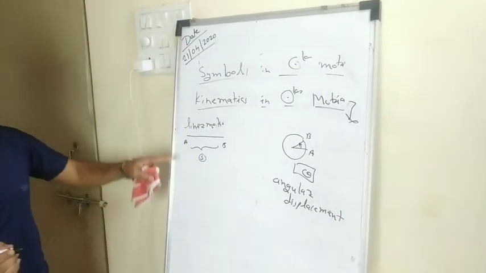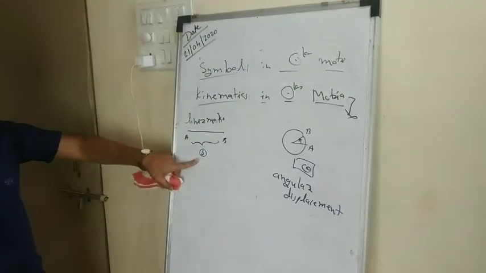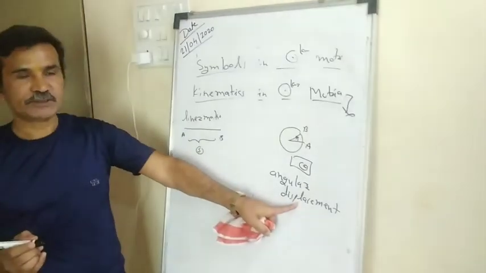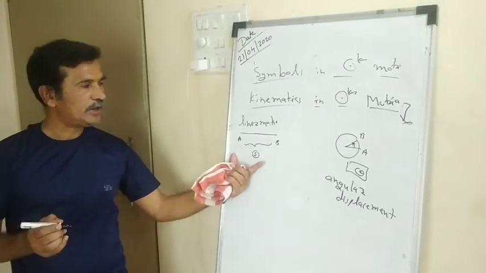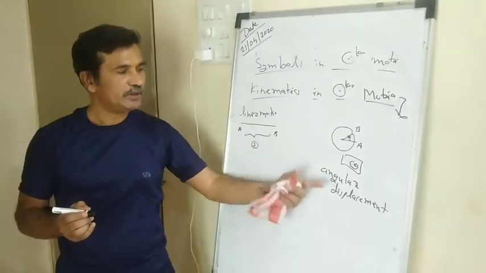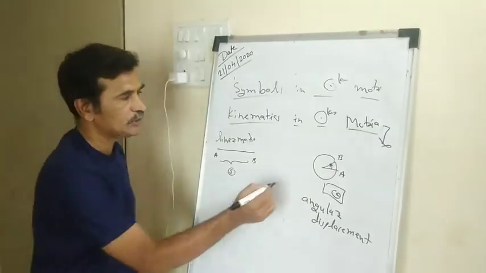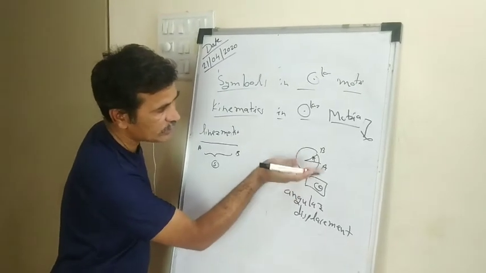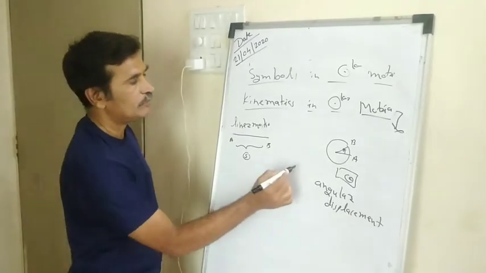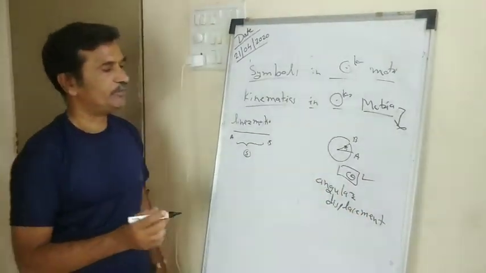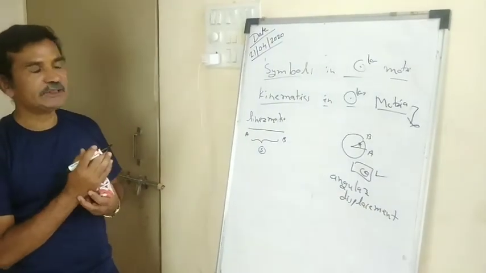So in case of linear motion, displacement is S, and in circular motion it is angular displacement. Displacement is there in both, but in linear motion the body actually moves from point A to point B. Here, because of rotation, this radius covers some angle. That angle is recorded as a displacement. So we require this symbol theta as a displacement in circular motion.